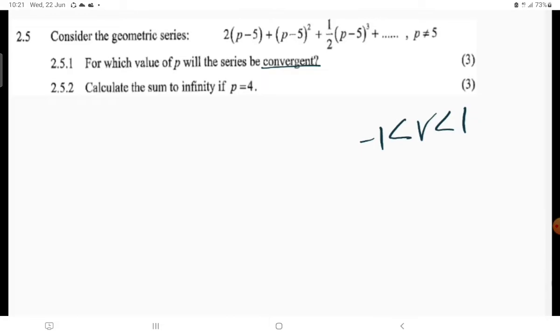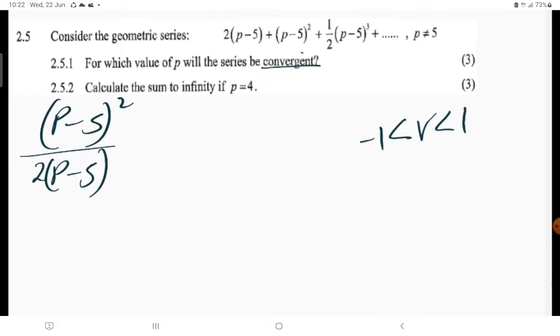Now, to find the value of r in a geometric series, we always say term 2 divided by term 1. So the term 2 value is this one. We're going to say term 2, which is p minus 5, squared, divided by the first term, which is 2 times p minus 5. This whole thing is equal to r, because term 2 divided by term 1 is the ratio of a geometric series.